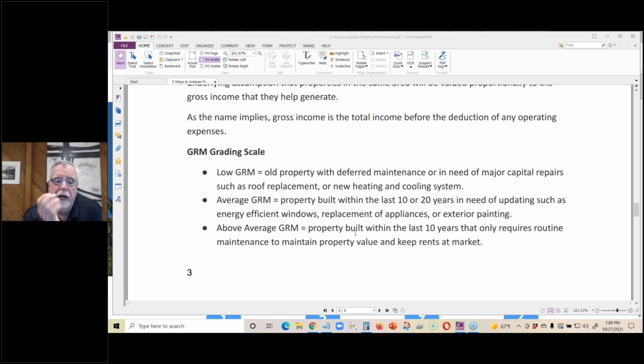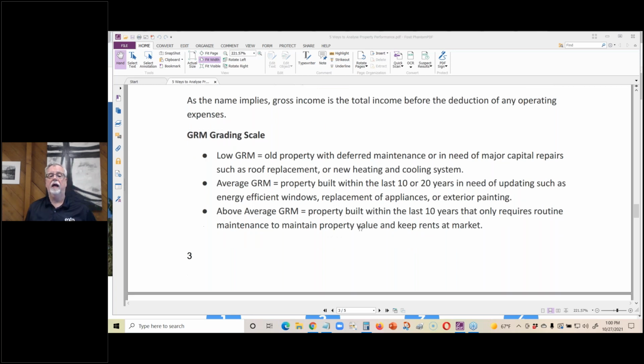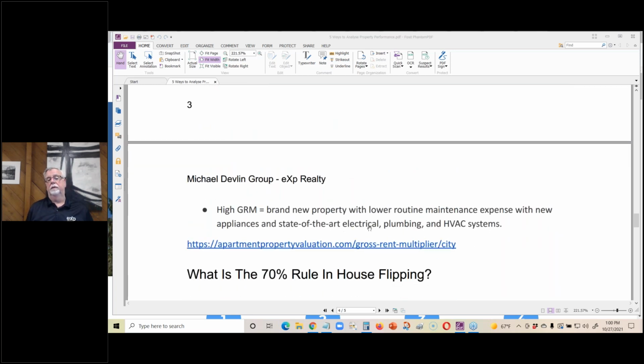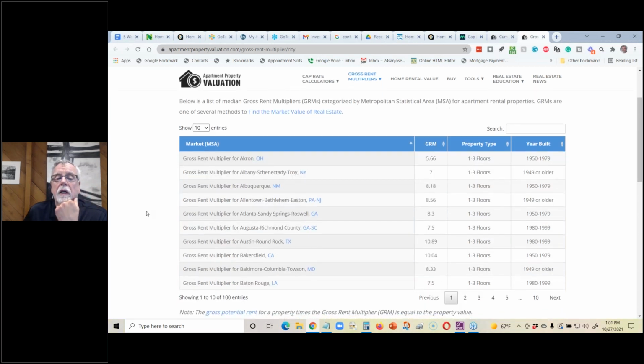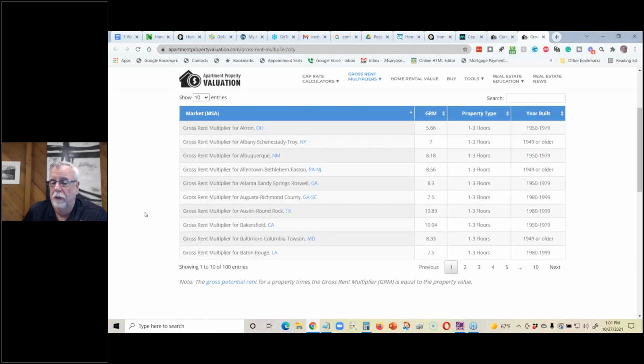As I point out here, old properties with deferred maintenance should have a lower gross rent multiplier, and those that were built recently could have a much higher one, right? And if you're wondering what the gross multiplier might be, depending upon your city, I included a link. You have to be careful with some of these sites.